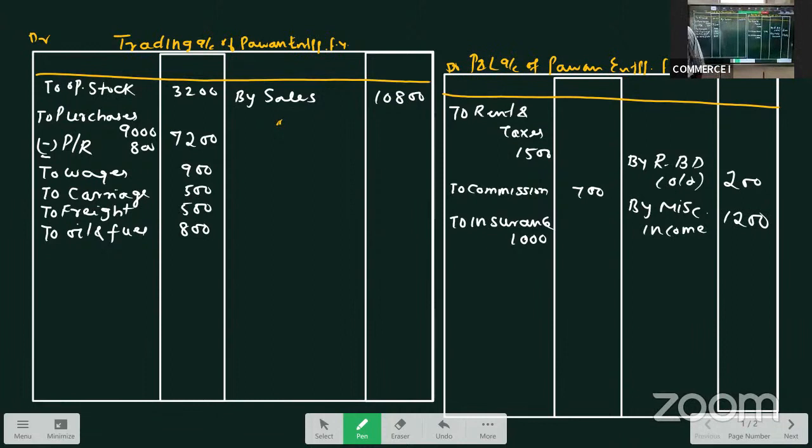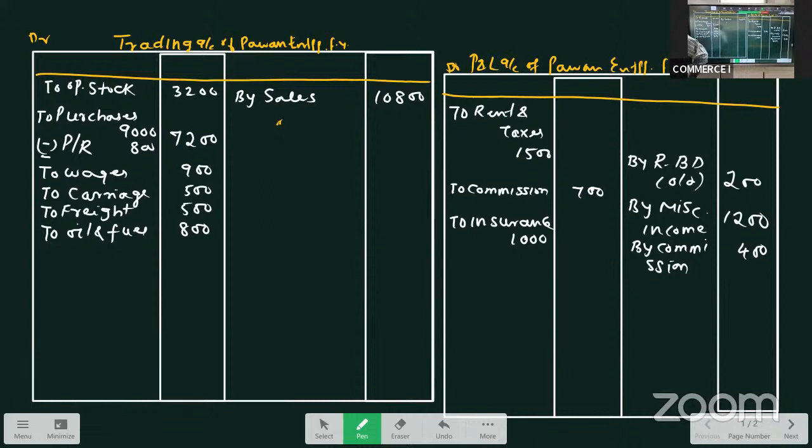Then again, we have commission. Commission was given on the debit side as well as the credit side. The one we have taken on the debit side is commission paid, and the one I am taking on the credit side is commission received. If commission is received, we take it on the credit side. If commission is paid, we take it on the debit side. Done. Now, trial balance items I have taken.